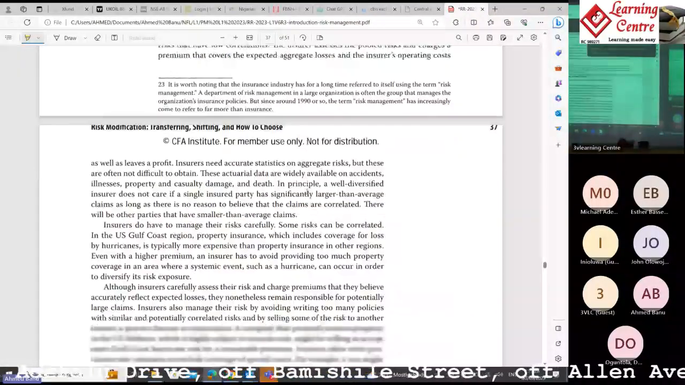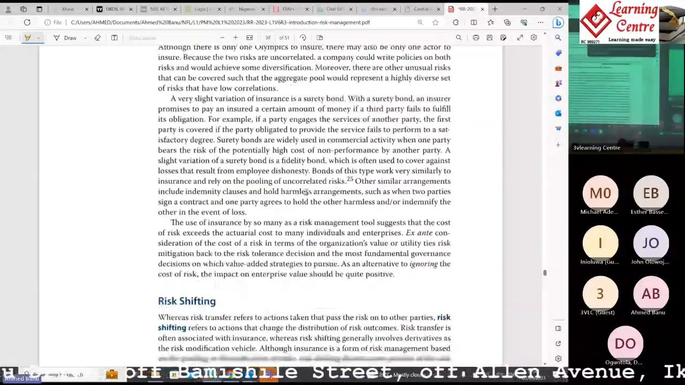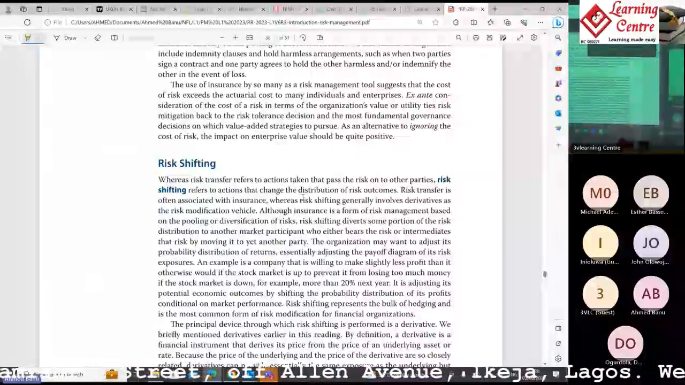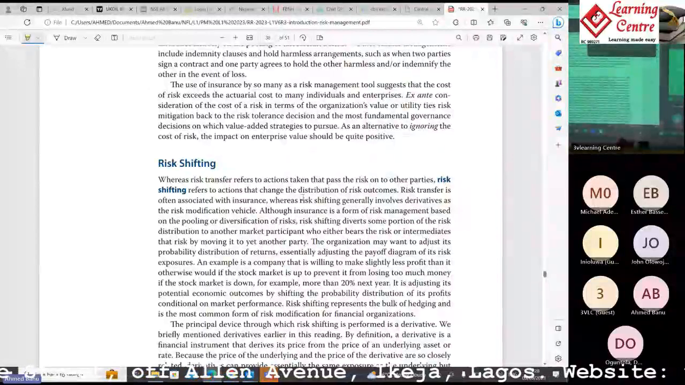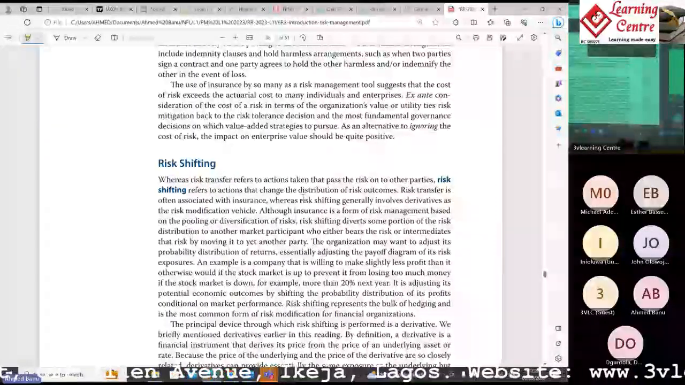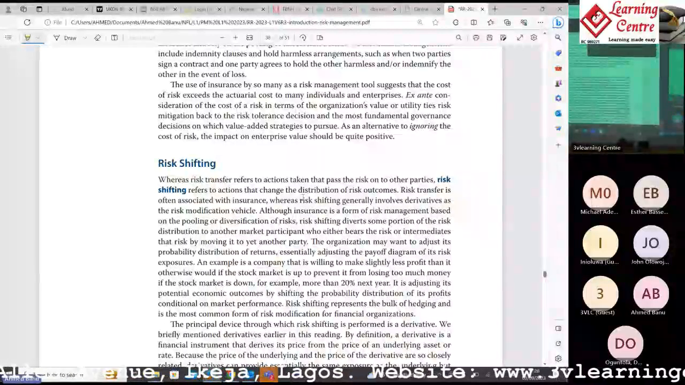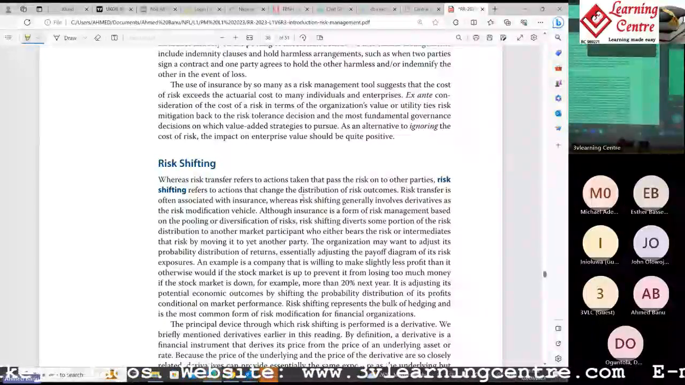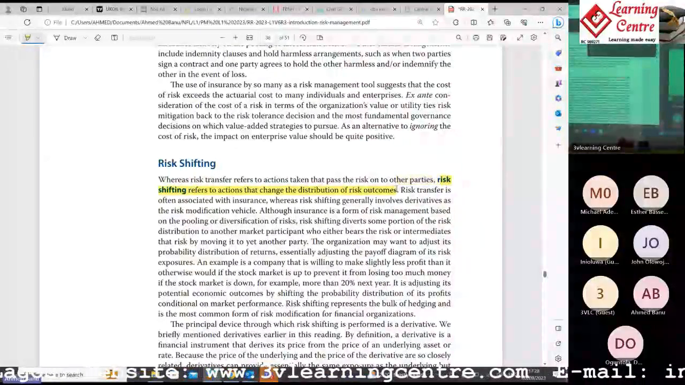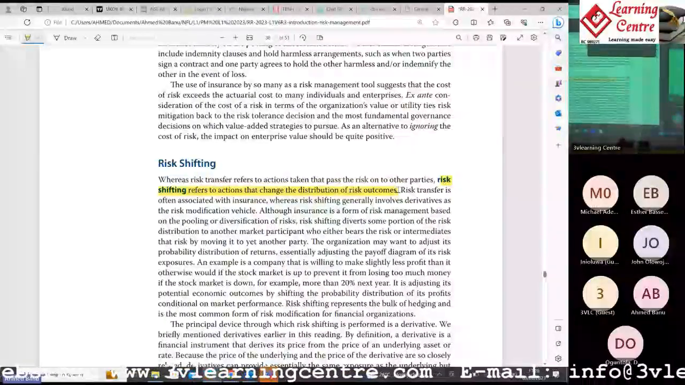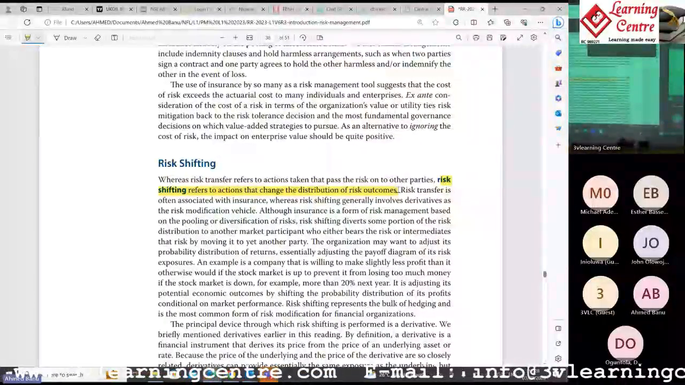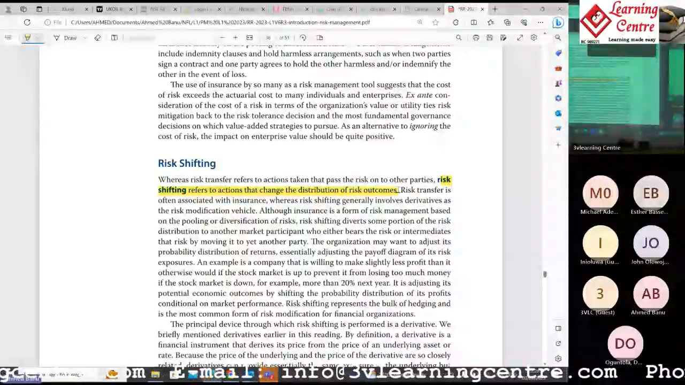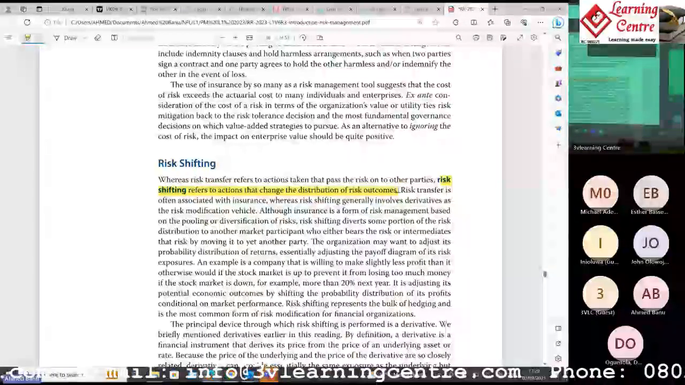Then the next is called risk shifting. Risk shifting is what you do when you buy derivatives. You are changing the outcome of that risk. So risk shifting refers to actions that change the distribution of risk outcomes, while risk transfer is you moving that risk to someone else. Risk shifting is I am buying an instrument that would hedge away that risk.